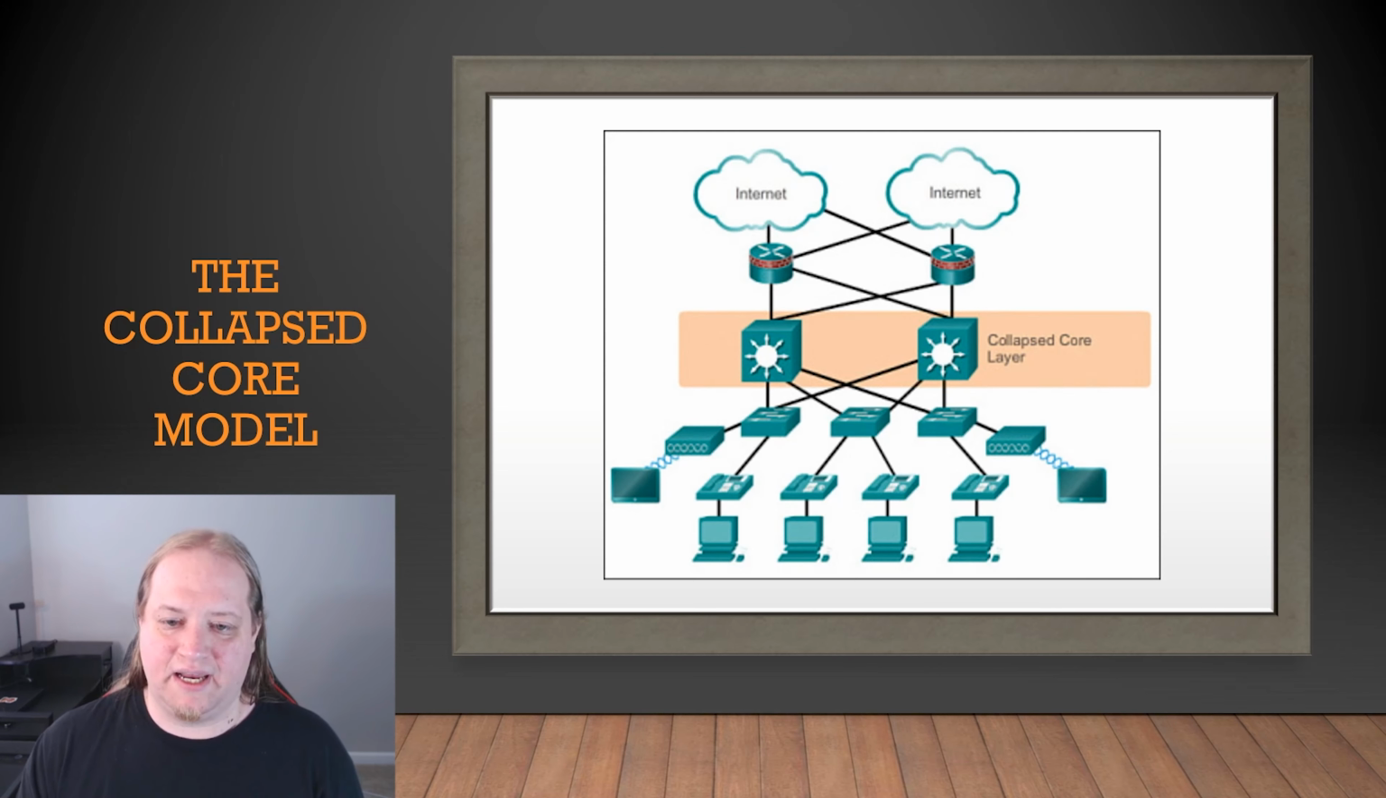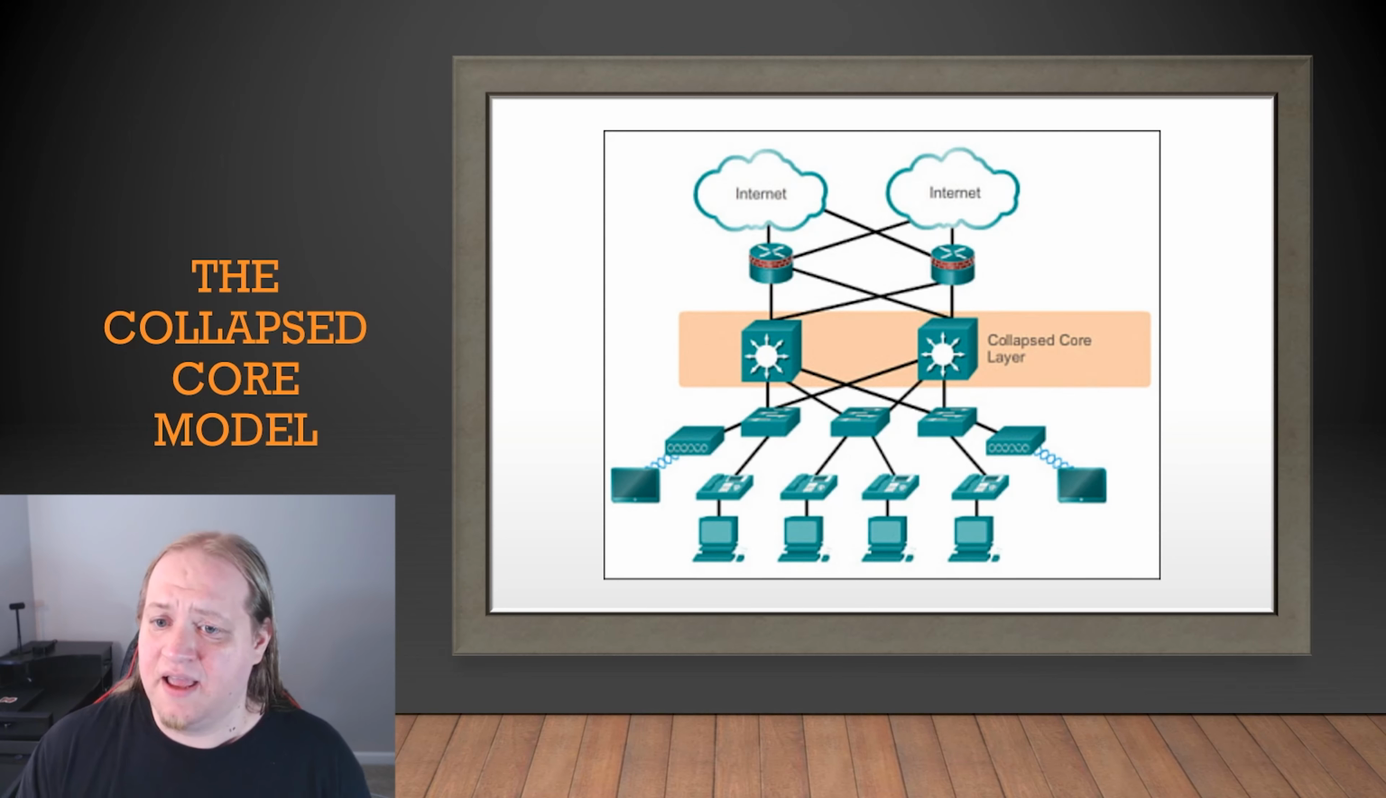This model takes the distribution layer and the core layer and combines them into one. You're buying less equipment. It's cheaper. And if you're a smaller enterprise, having a separate core and distribution layer might be a bit overkill. This is not going to be used in a huge enterprise, but it's something you need to be aware of because you may not work for a large enterprise. You might be working for a medium enterprise.